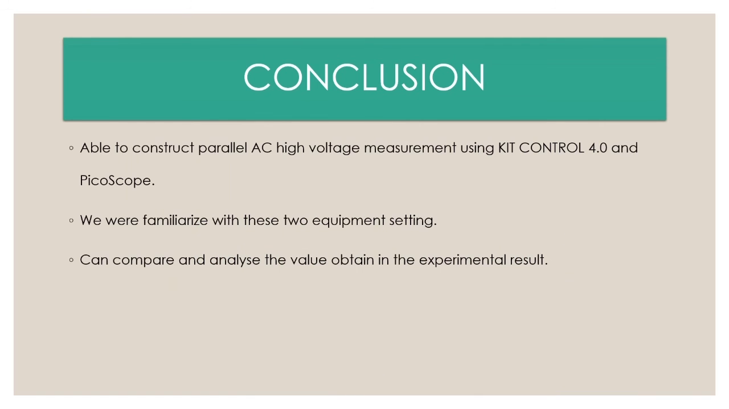So the last one is the conclusion. For the conclusion, in section 1, we were able to construct a parallel DC high voltage measurement using the kit control and picoscope and the other suitable apparatus that we use. After that, we were exposed to and familiarized with these two high voltage equipment settings. And for the last one, we can compare and analyze the values obtained in the result.